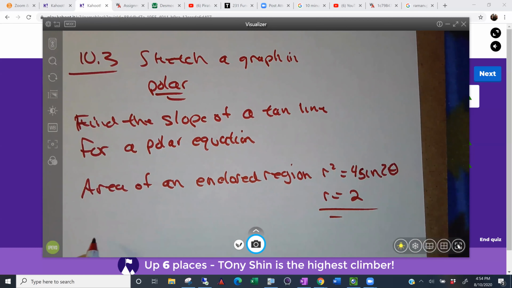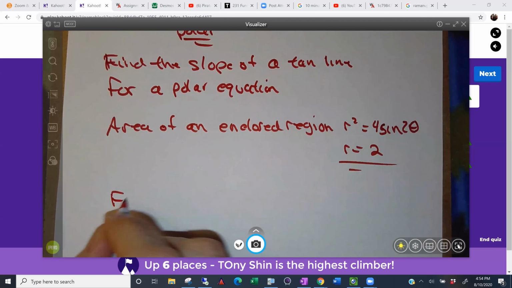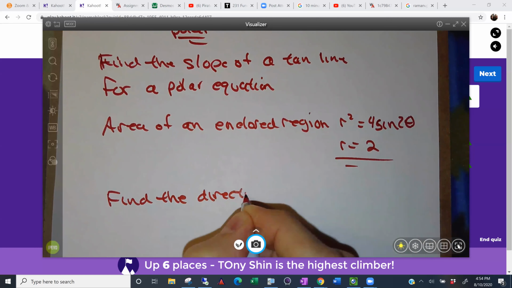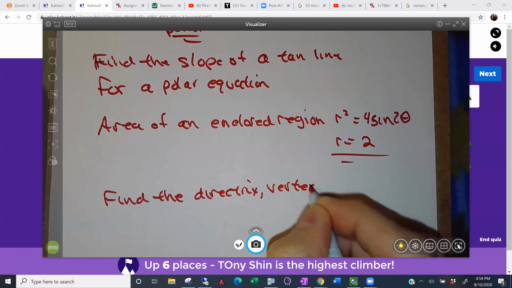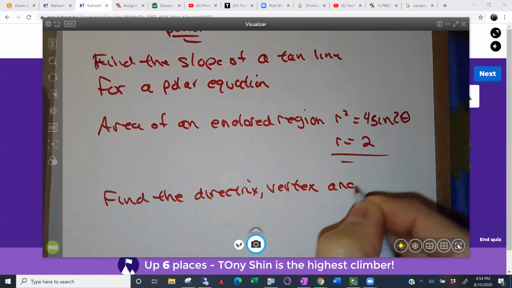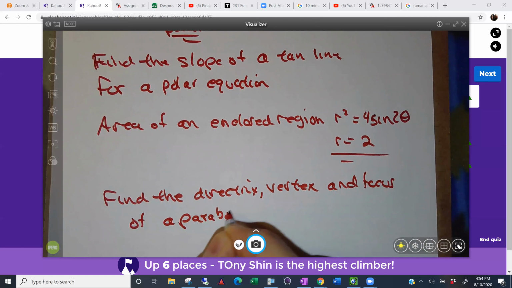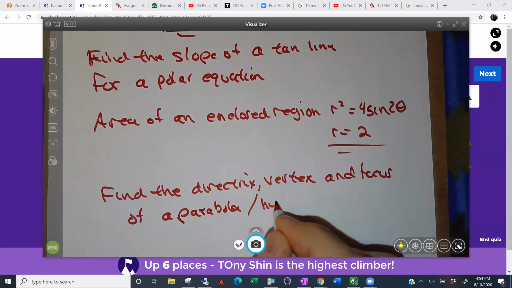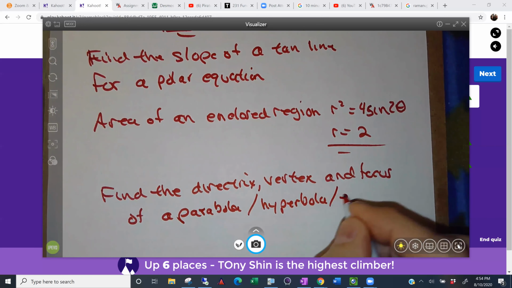Let's see. Then there was that weird stuff on conics. You should be able to find the directrix, vertex, and focus of a parabola. You know, and a hyperbola. And an ellipse.